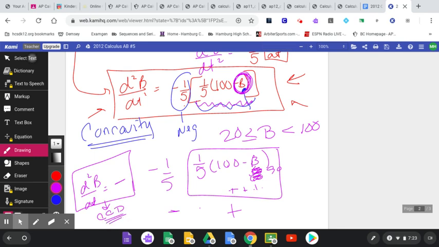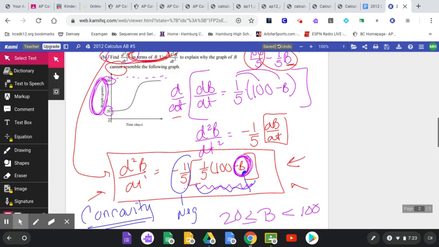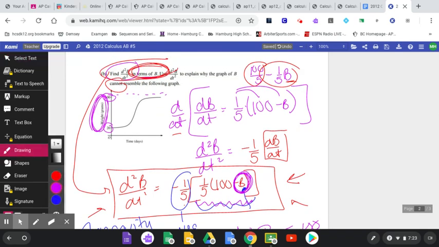So now it says, explain why this graph cannot represent this because of the second derivative. Well, let's take a look at it. This section here is concave up, and this section here is concave down. And according to the second derivative, and you can write this in your own sentence, the function should always be concave down, and clearly it's not in this section.